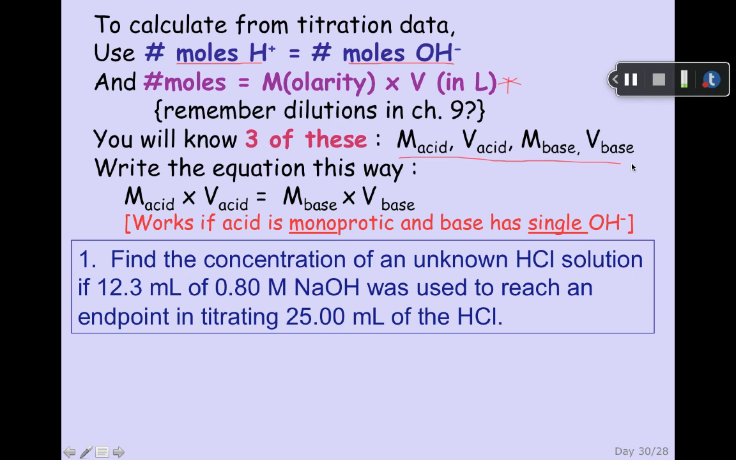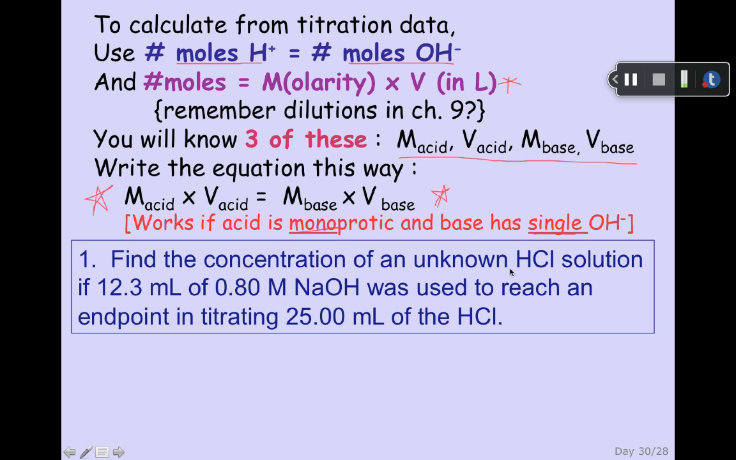And so typically, of the values possible in this kind of calculation, you'll know 3 of them, and you'll calculate the 4th one by setting it up and rearranging: the molarity of acid times volume of acid equals molarity of base times volume of the base. This only works as long as you have monoprotic acids and single hydroxide bases, but I won't give you any that aren't that way. So here's an example of one.